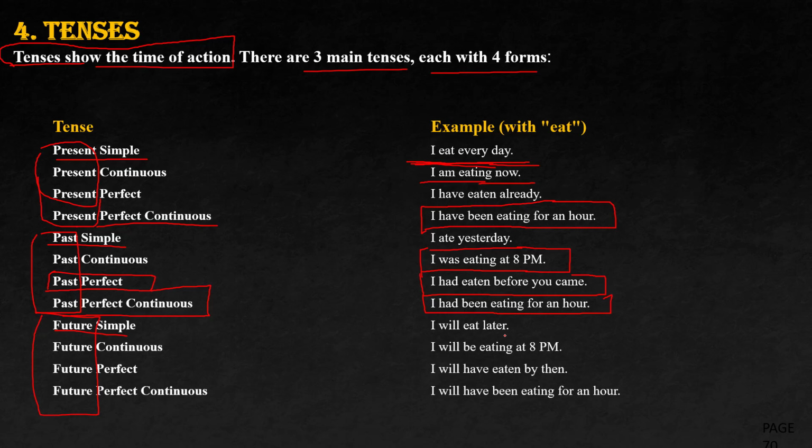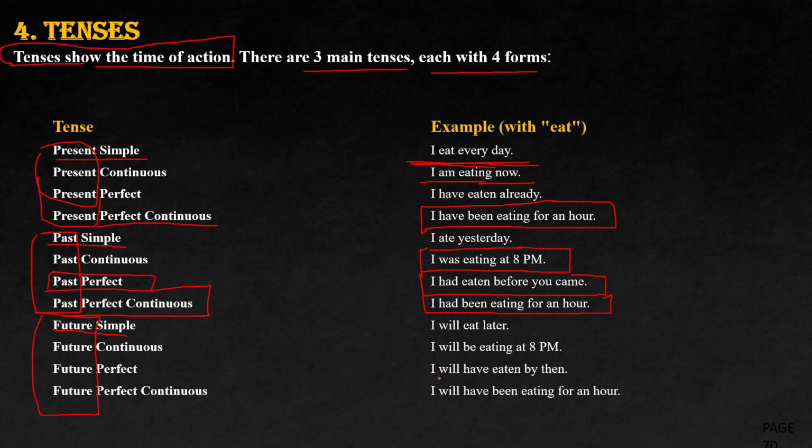Future continuous. So in future, you are going to do that work. It is ongoing work. For example, tomorrow I'll be working. Correct? I'll be eating at 8 p.m. tomorrow. Got it?